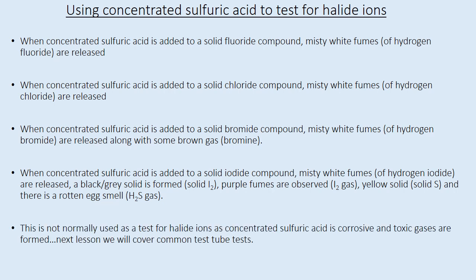And normally, this isn't the test that we'd use for halides. We're going to see that in a later slide. So testing for halide, you wouldn't normally use concentrated sulfuric acid because it is highly corrosive, highly toxic. It's not really nice stuff to be using. So in a couple of slides, we're going to look at a better test for halides, which you did see at GCSE.